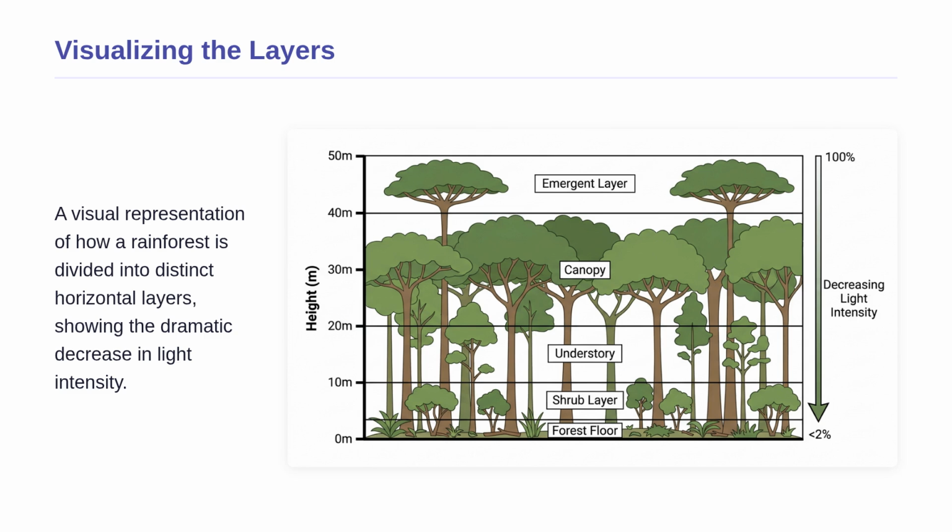meters. On the right side, observe the downward arrow representing light intensity. It starts at 100% at the top and drops to less than 2% at the bottom. This perfectly illustrates the mathematical decay we just calculated, showing exactly why different plants and animals are restricted to specific heights.